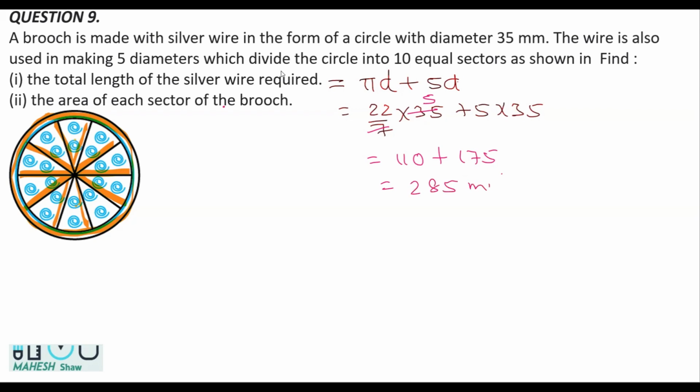285 mm. Okay, this is the first part, and we calculated the length of the wire required. In the later part, they're asking to find the area of each sector. Each sector, by that they mean one sector. So that means we'll be finding the area of this one sector. So for that, we need to find out the angle, that is theta.